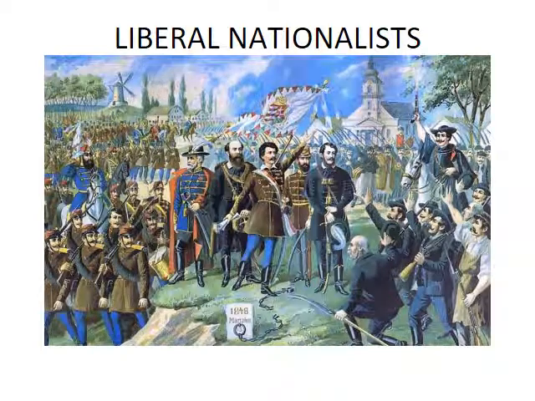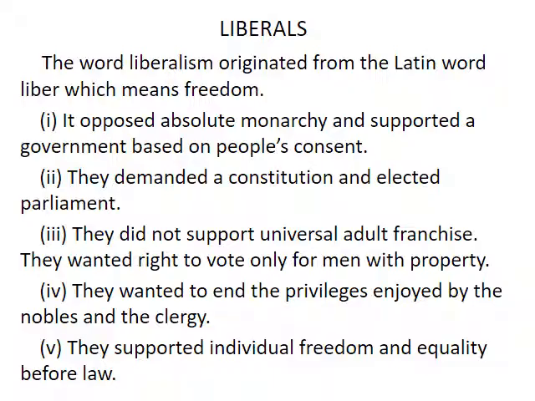The liberal nationalists. The word liberalism originated from the Latin word liber, which means freedom. It opposed absolute monarchy and supported a government based on people's consent. They demanded a constitution and an elected parliament. They did not support universal adult franchise. They wanted the right to vote only for men with property. They wanted to end the privileges enjoyed by the nobles and the clergy. They supported individual freedom and equality before law.